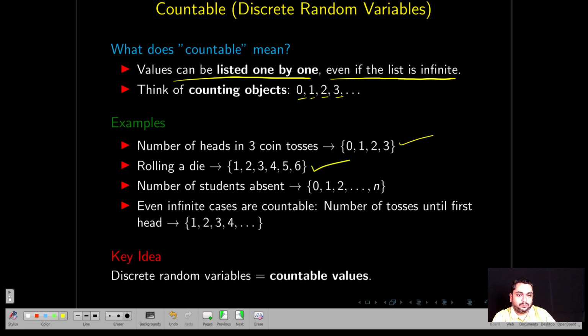Rolling a die, I can get 1, 2, 3, 4, 5, 6. Number of students absent, 0 to some n value. Even infinite cases are countable. Number of tosses until the first head occurs. This is still countable, right? If you remember, you used some geometric progression previously and then found out the probability, right? Even in the infinite cases, I don't know till infinity I may go, but still it is countable. So such cases where you can specifically count the numbers are called discrete data or discrete values.